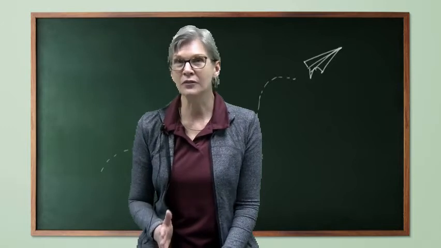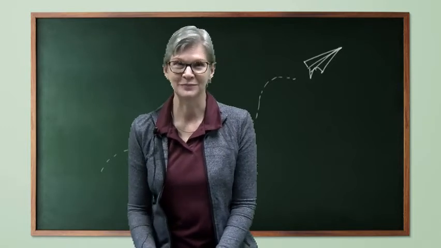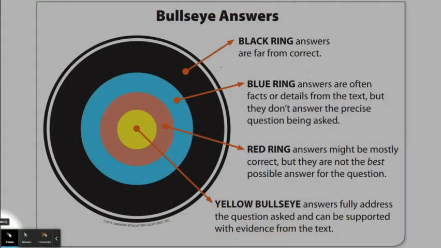So let's look first at a bullseye. The bullseye shows us how to break down our answers into four different categories. Your goal or target when answering a multiple choice question is to find the answer that is in the bullseye. But let's take a look first at the black ring answers. Those are answers that are far from correct, so they fall way outside of answering the question.